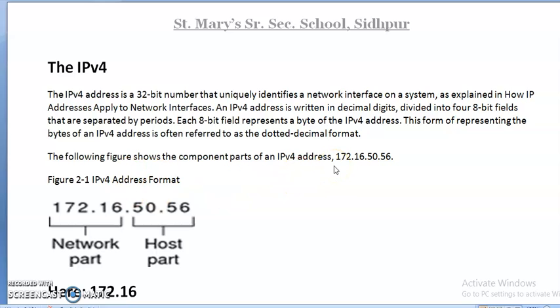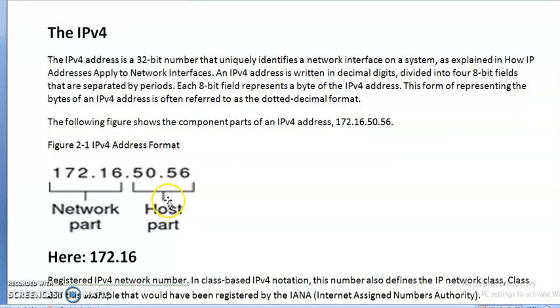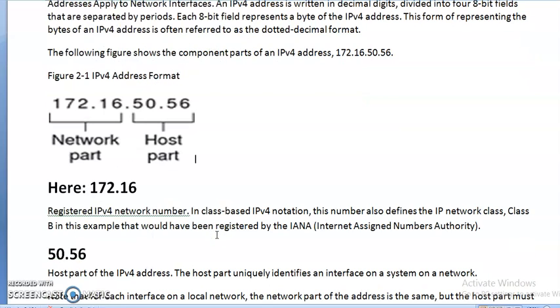It is always in 4 octets. 172.16.50.56 is a class B IP address, and this is how we recognize and differentiate between the network part and the host part. The first part, 172.16, is the network part, and 50.56 is the host part. Here 172.16 is a registered IP version 4 network number. In class-based IP version 4 notation, this number also defines the IP network class, class B in this example, which would have been registered by IANA.